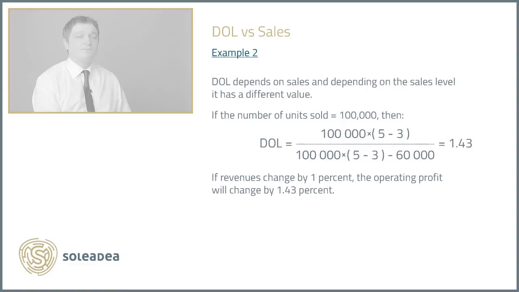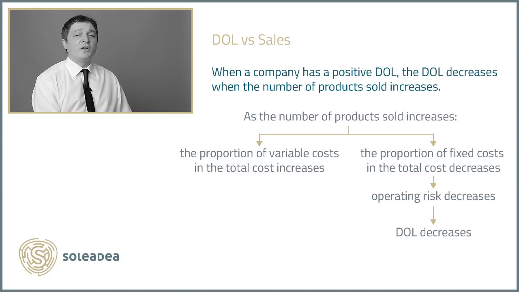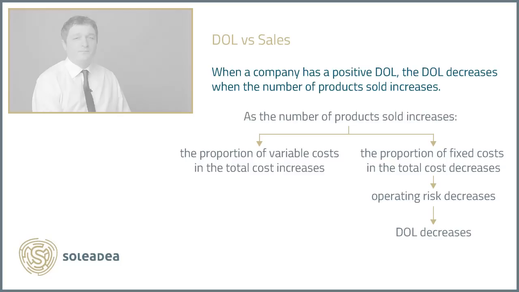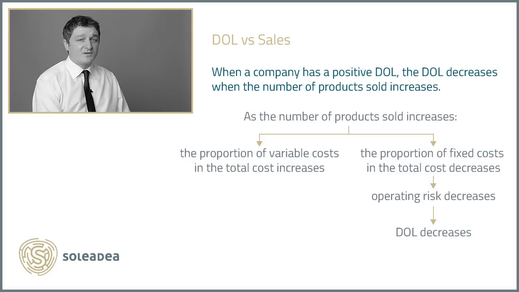The principle is that when a company has a positive DOL, the DOL decreases when the number of products sold increases. Why is that? Because as the number of products sold increases, the proportion of variable costs in terms of value in the structure of total costs increases too. So, the proportion of the fixed costs in total cost decreases and, as we know, it results in decrease in operating risk.